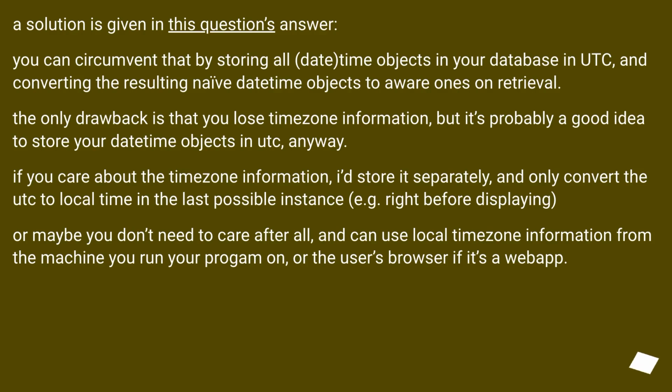A solution is given in this question's answer. You can circumvent that by storing all datetime objects in your database in UTC, and converting the resulting naive datetime objects to aware ones on retrieval. The only drawback is that you lose time zone information, but it's probably a good idea to store your datetime objects in UTC, anyway. If you care about the time zone information, I'd store it separately, and only convert the UTC to local time in the last possible instance, for example right before displaying.